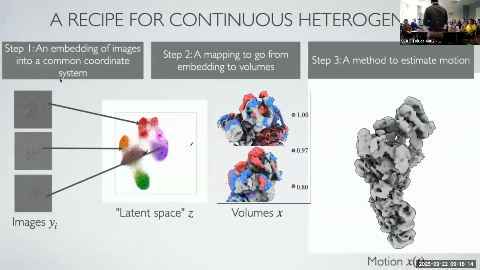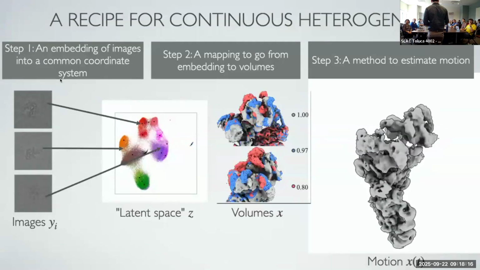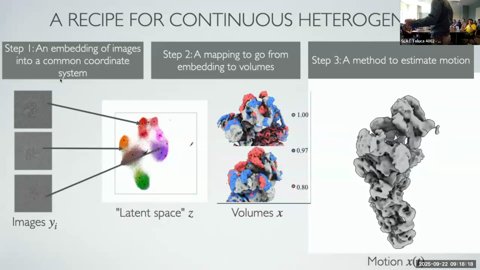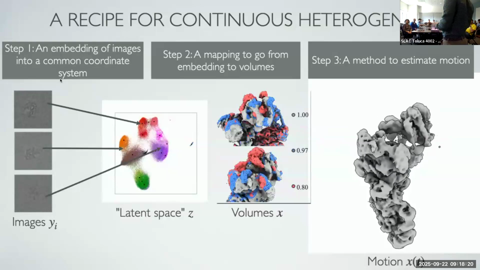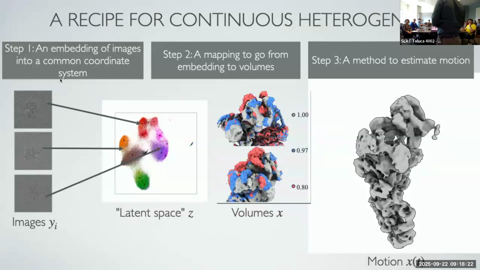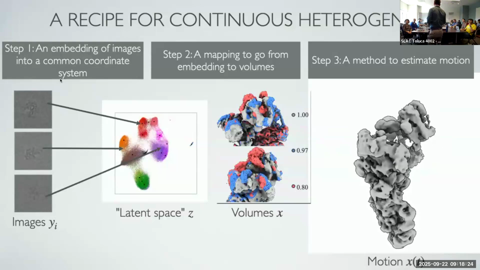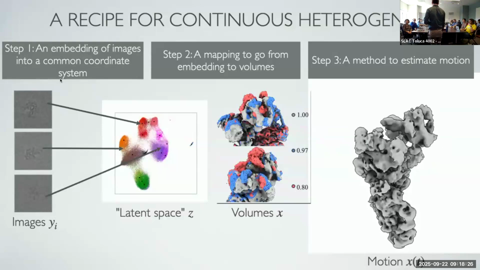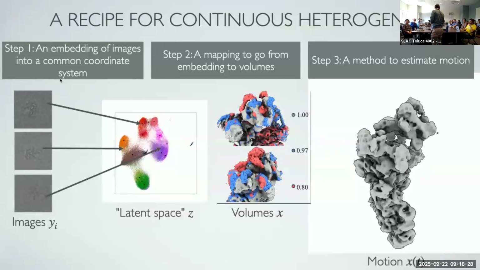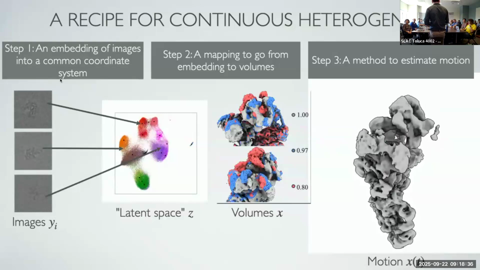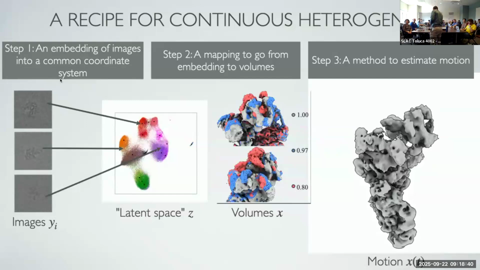Okay, so assuming that we've somehow achieved this task, we can move on to a second step, which is typically to take this latent space Z and reconstruct volumes from it, known as x's. The volumes we can visualize, analyze, and so on. And finally, there's a third step, which is to try to infer the motion in the data, and typically that's done by traversing the latent space in some way.